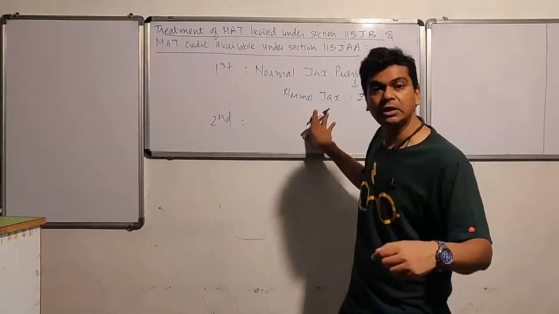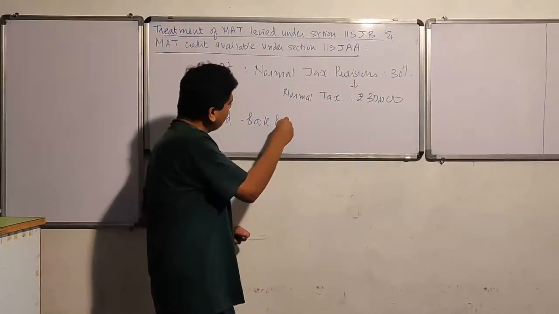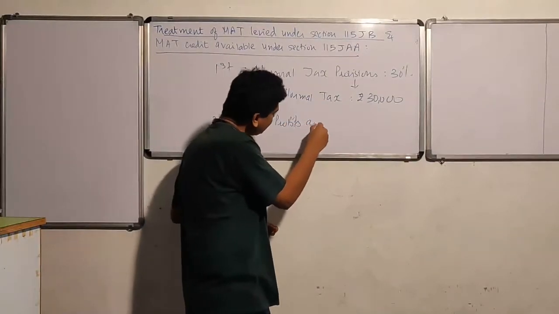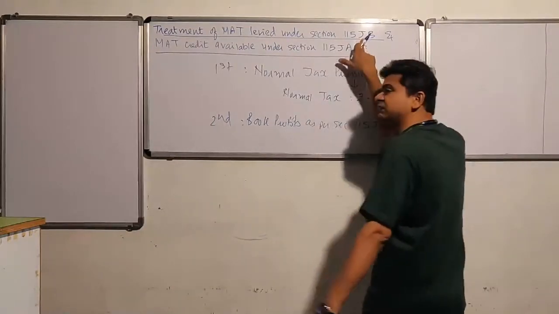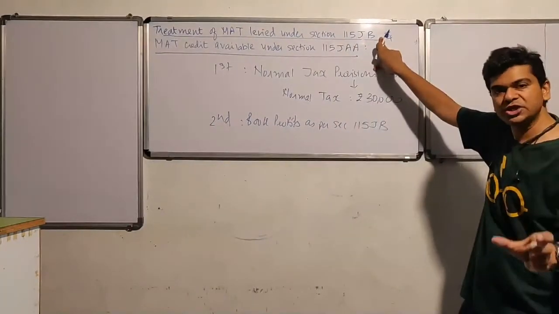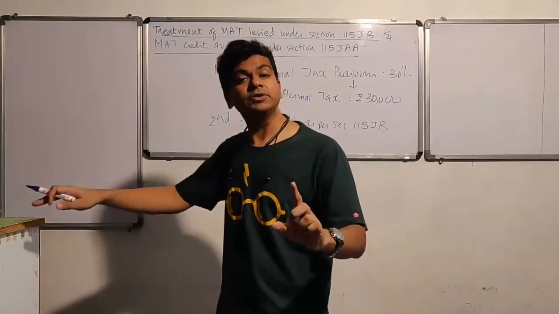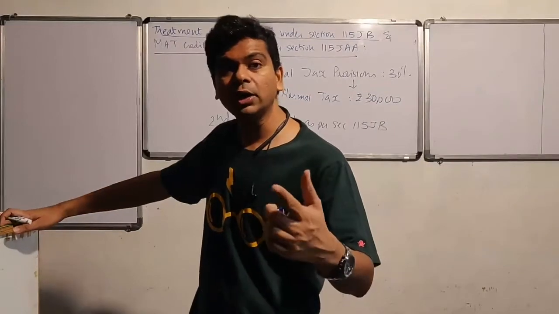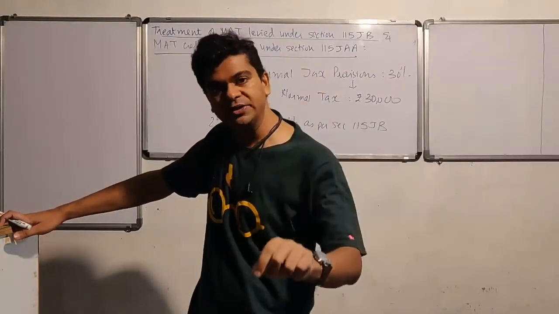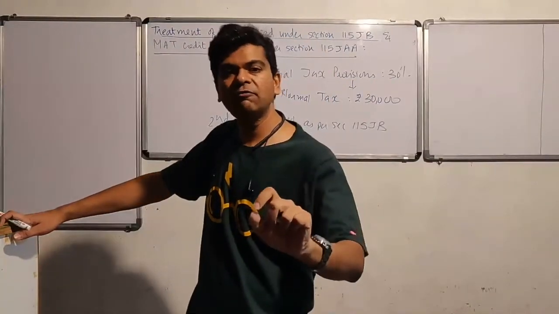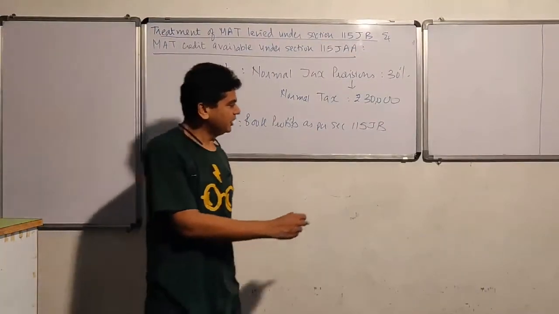Returning to our discussion, we will now do a second calculation of that tax. This time we will consider the book profits. How to calculate the book profits? Book profits as per section 115 JB. 115 JB gives a detailed procedure for how the book profits will be calculated. Book profit does not mean the profit as per your accounting books. Don't be under that impression. 115 JB has given an entire list of what will be included in book profit and what will not be included. So find out the book profit as per section 115 JB.